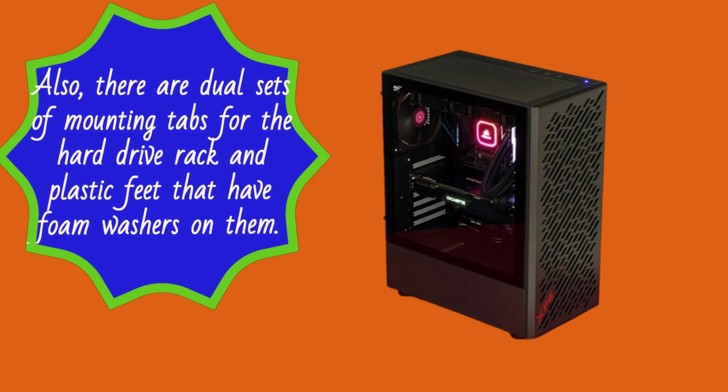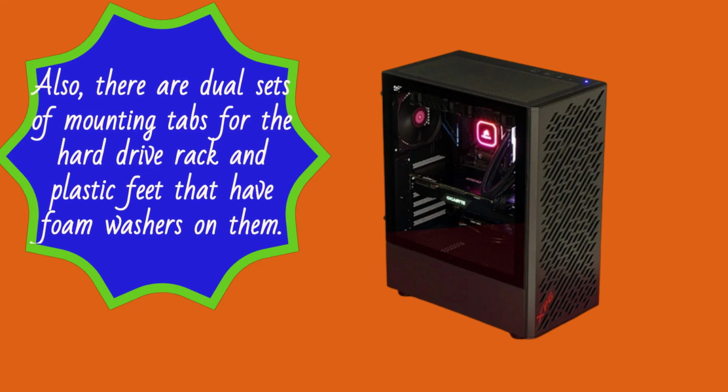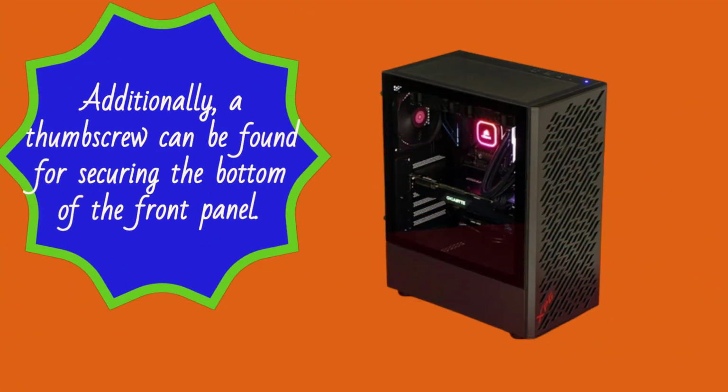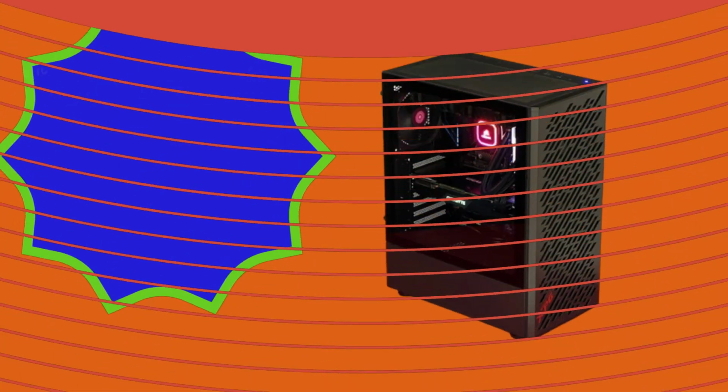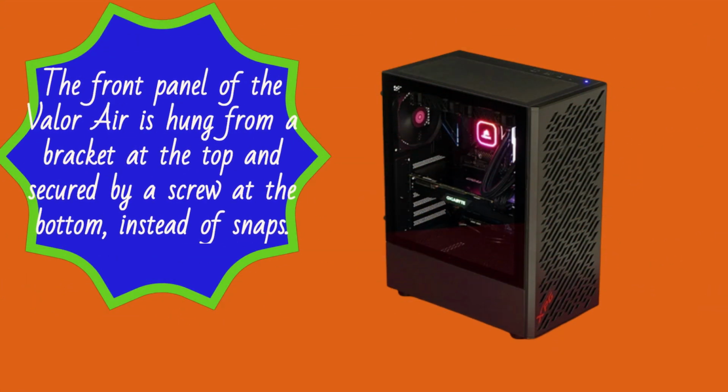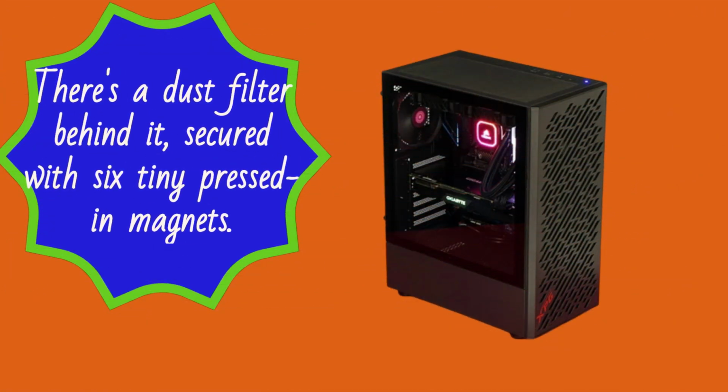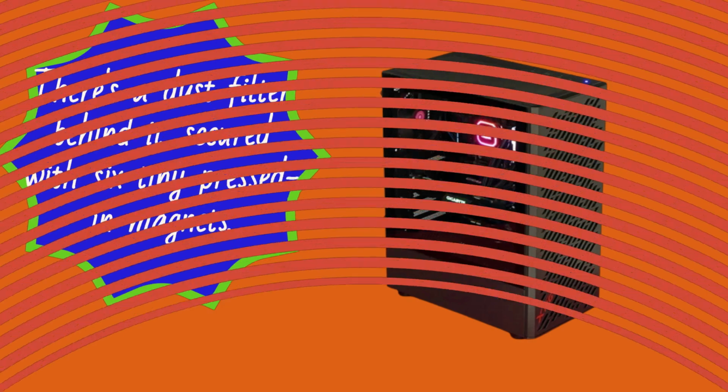with tabs. Also, there are dual sets of mounting tabs for the hard drive rack and plastic feet that have foam washers on them. Additionally, a thumb screw can be found for securing the bottom of the front panel. The front panel of the Valor Air is hung from a bracket at the top and secured by a screw at the bottom, instead of snaps. There's a dust filter behind it, secured with six tiny pressed-in magnets.